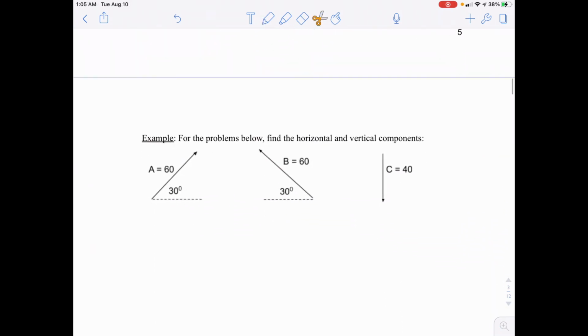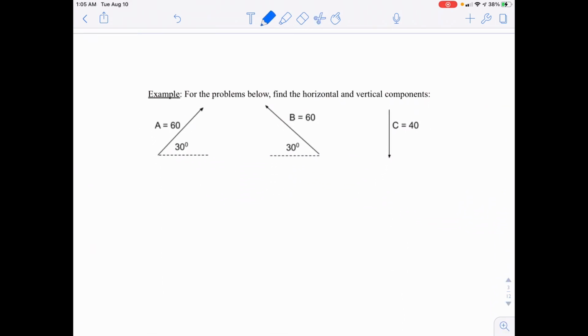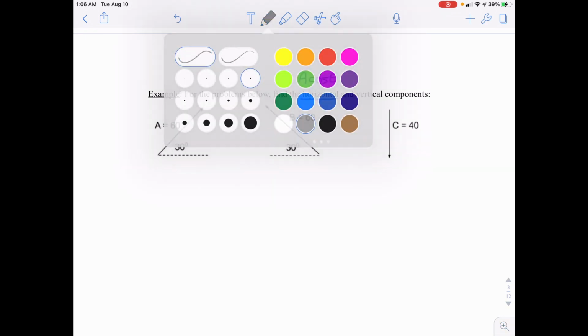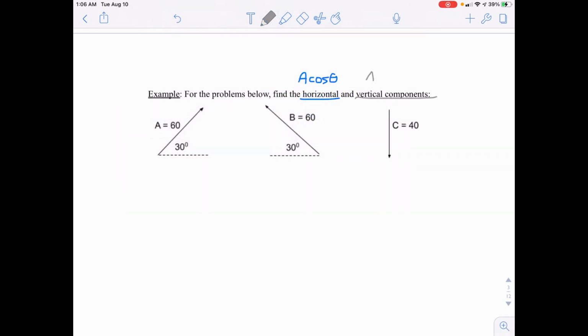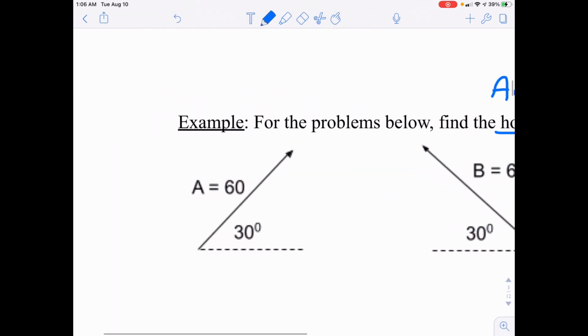Let's take a look at a few examples. Remember, to find the horizontal component, it's going to be the vector magnitude A times the cosine of the angle. To find the vertical component, it's going to be the vector magnitude of A times the sine of the angle. Okay, let's take a look at a few examples. In the first one here, the vector magnitude is 60 units, and it's pointing off in that direction, 30 degrees above the horizontal.